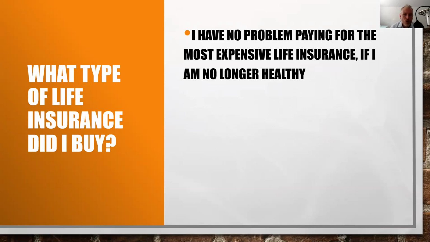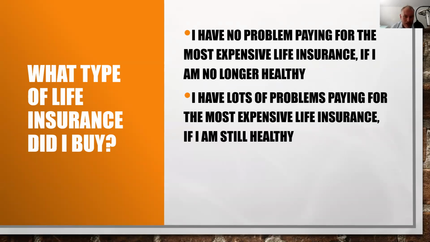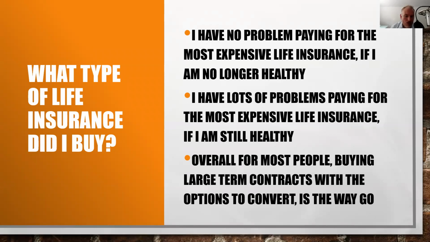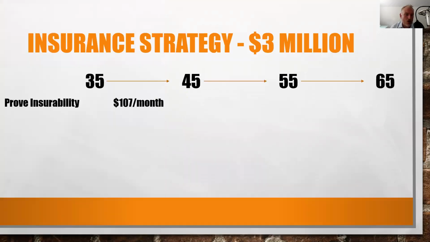I have no problems paying for the most expensive life insurance if I'm no longer healthy nor insurable. I have lots of problems paying for the most expensive life insurance if I'm still healthy. Overall, for most people and in most scenarios, buying large term contracts with the option to convert is generally the way to go. So let's actually go analyze my scenario and show you all the dynamics between this.